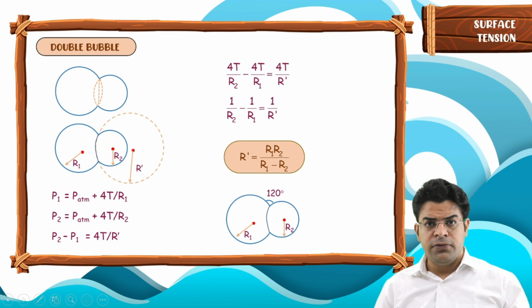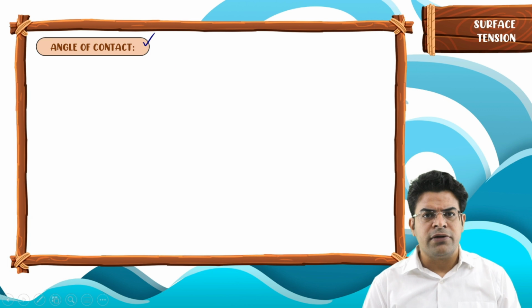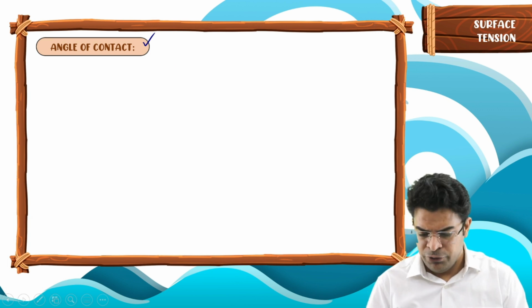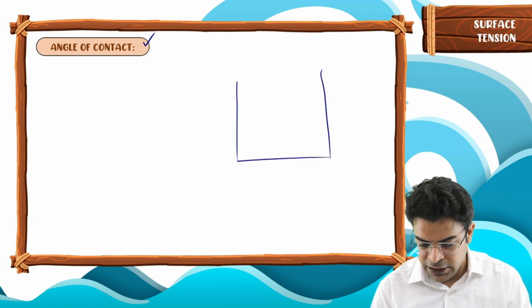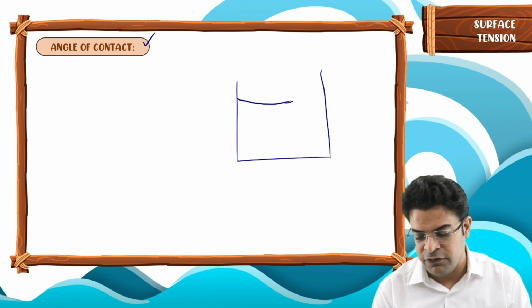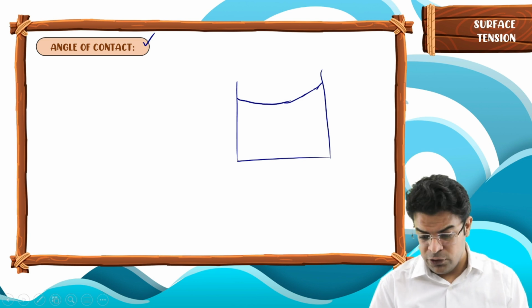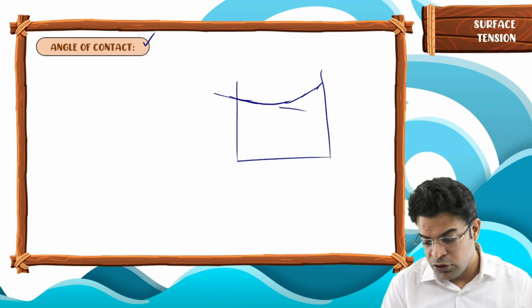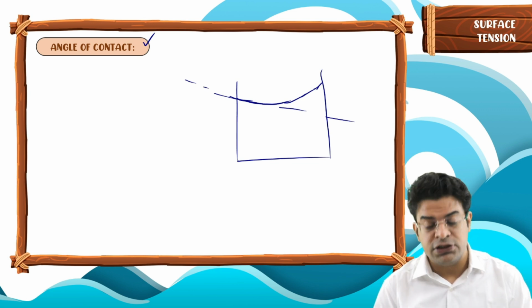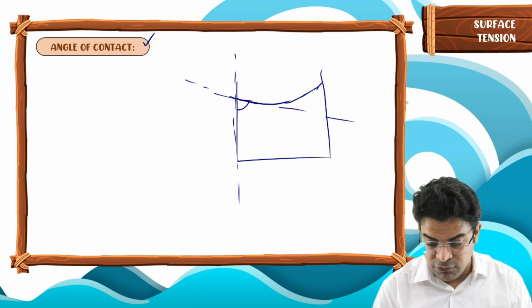So let's move on. Now we will talk about angle of contact. What is the meaning of angle of contact? If you ever pour water in a glass, we know that the surface is not flat. It takes up a curved shape. Now the angle of contact is the angle made by the fluid surface. Draw a tangent at the place you wish to find the angle, with the solid surface inside the fluid.